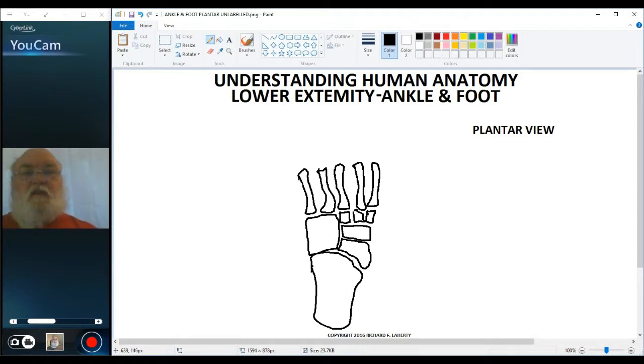And then we'll draw in the phalanges, again starting with the first digit. So we have a proximal and a distal phalange in the first digit. The other 4 digits will have 3 phalanges each. A proximal, a middle, and a distal.